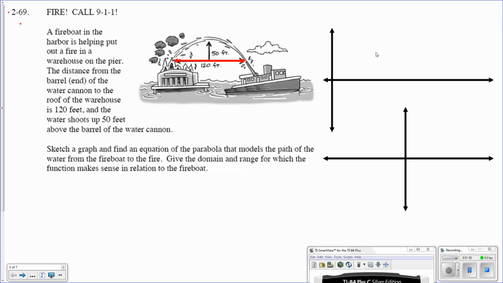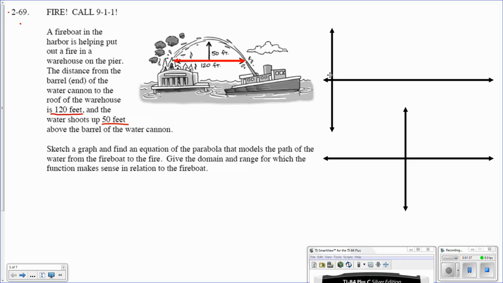First of all, you know that we are working with a quadratic shape here, or a parabola, and we are given this critical information here that the distance from the barrel of the water cannon to the roof of the warehouse is 120 feet. So they're basically 120 feet apart, and the water shoots up 50 feet above the cannon when they release it there. So you could draw this a number of ways.